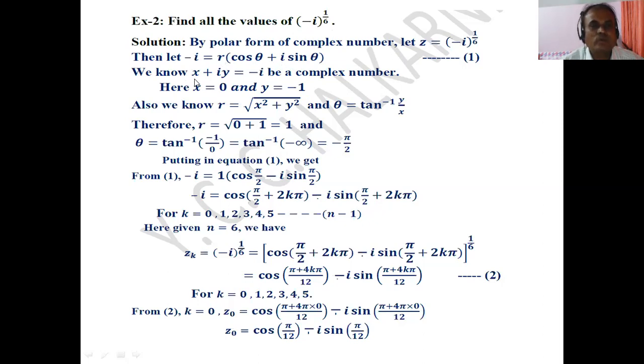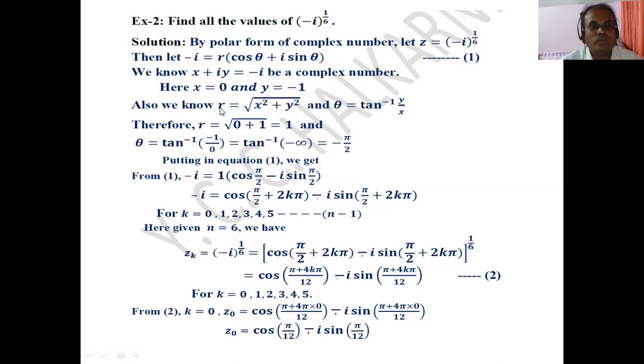Now, we denote minus i as a complex number. Here, let x plus iy is equal to minus i. Now, comparing the real and imaginary parts on both sides, the real part on the RHS is 0, and the real part on the LHS is x, and therefore x equals 0. The imaginary part on the LHS is y, and the imaginary part on the RHS is minus 1, and therefore y equals minus 1. Therefore x equals 0 and y equals minus 1.